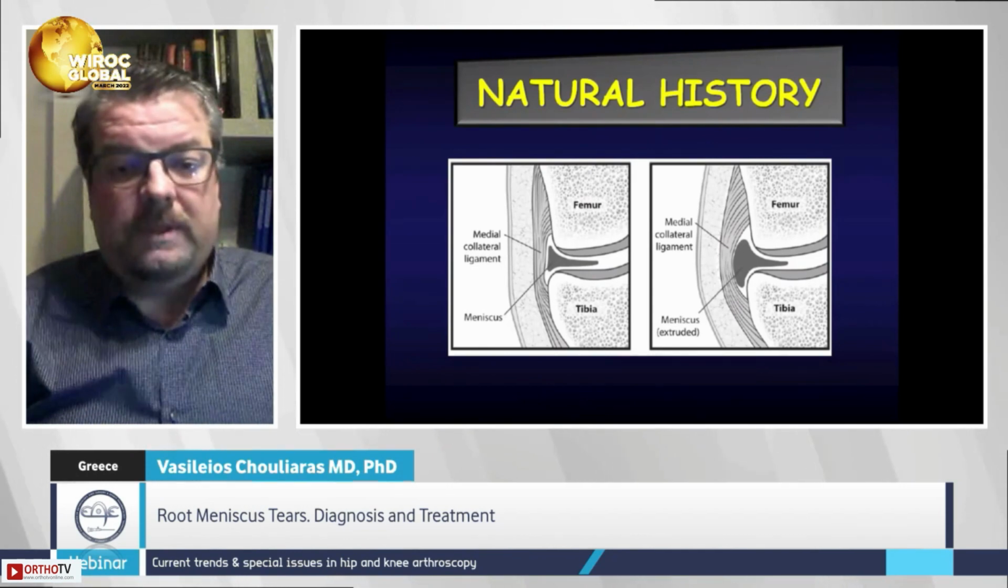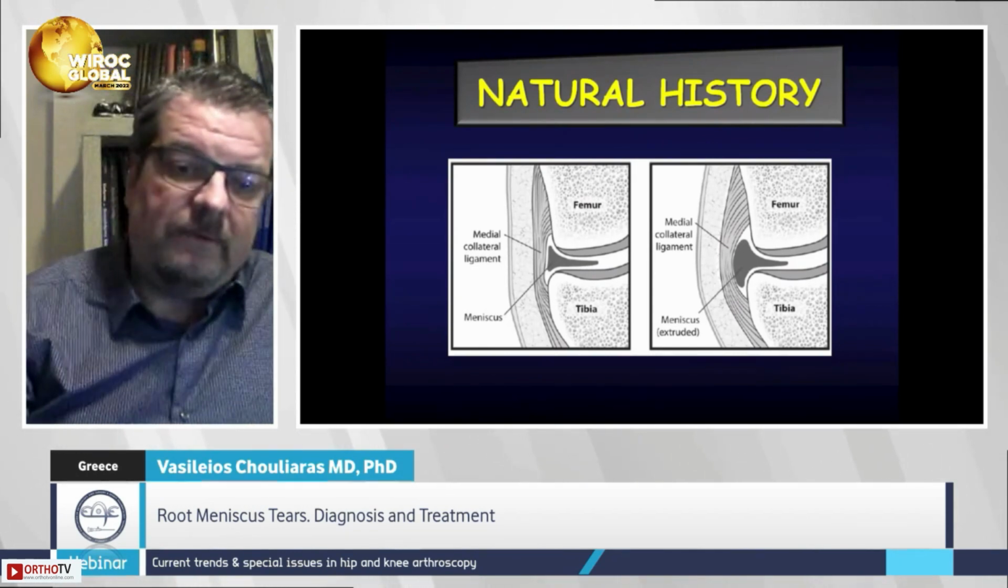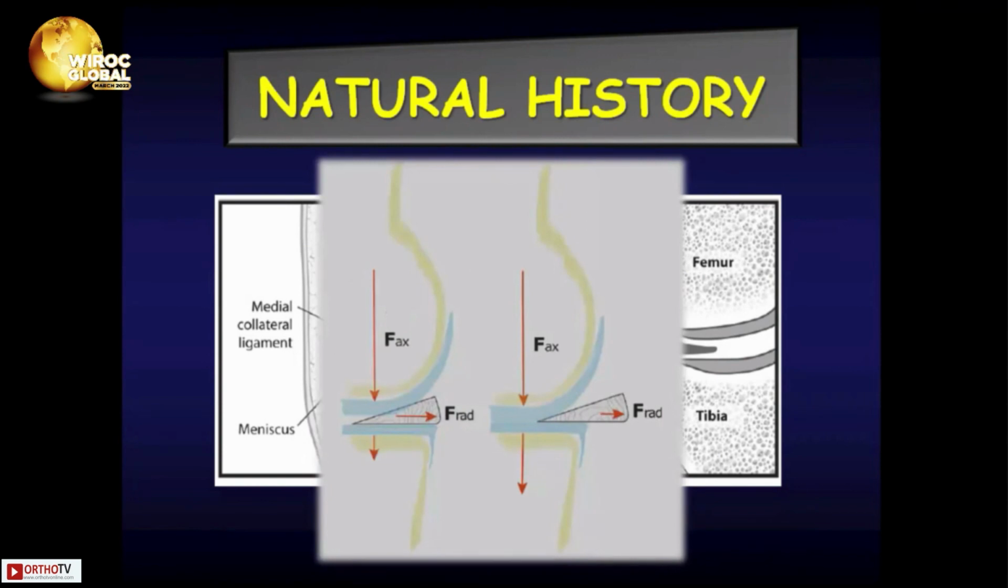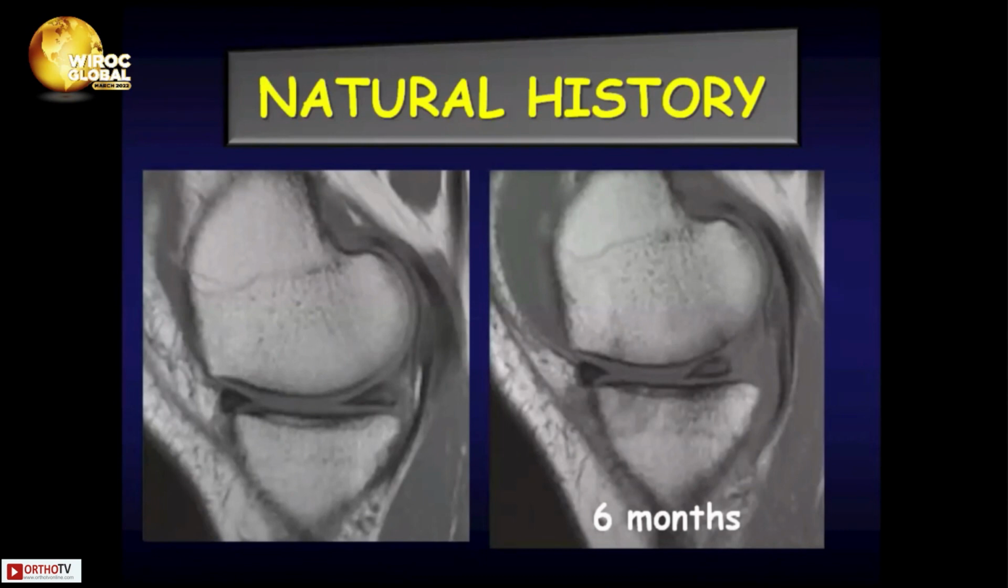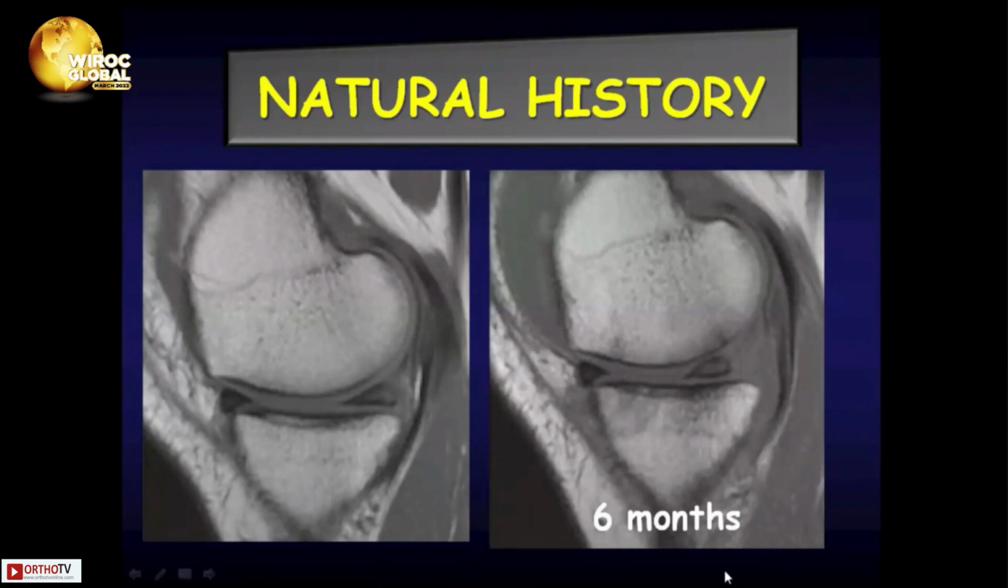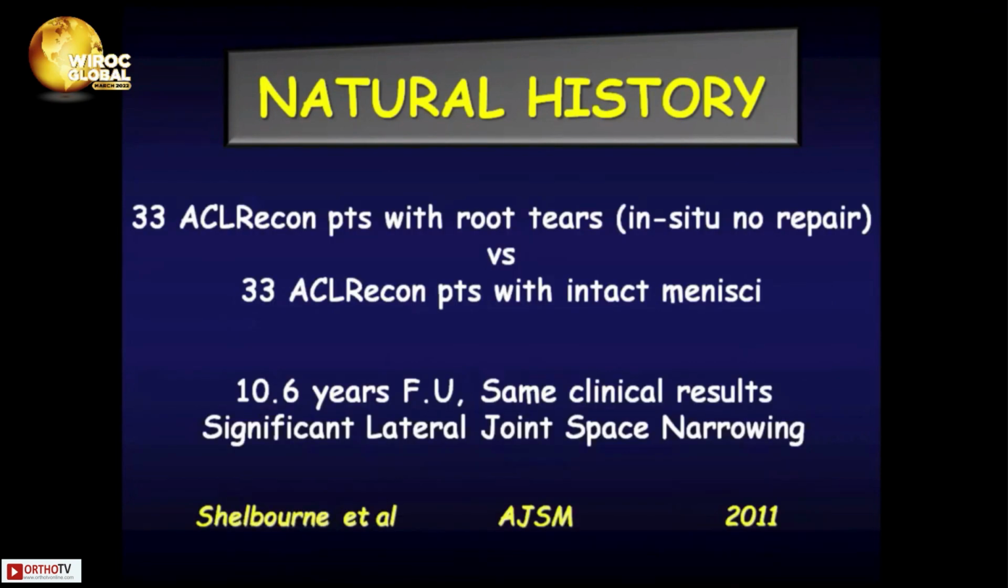The natural history of these tears is very important because we have what we call extrusion of the meniscus. And if we don't have meniscus under the tibia and the femur, this is catastrophic for the knee. Let's see here a patient with a ghost sign, which we'll talk about later. After 6 months, there is a complete disappearance of the medial meniscus, and a new chondral lesion for this patient.